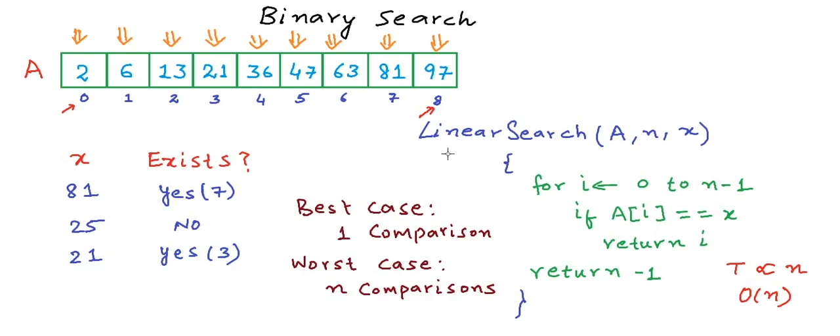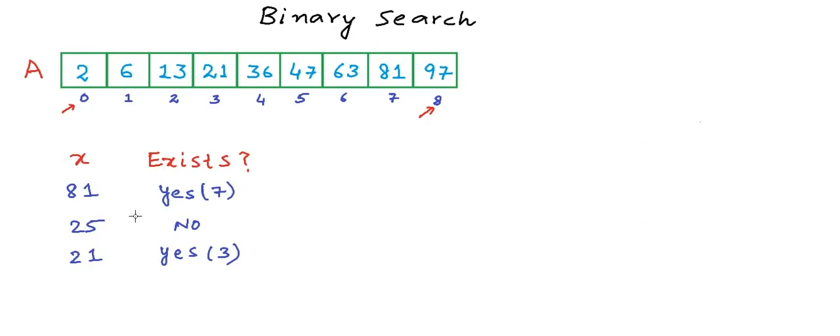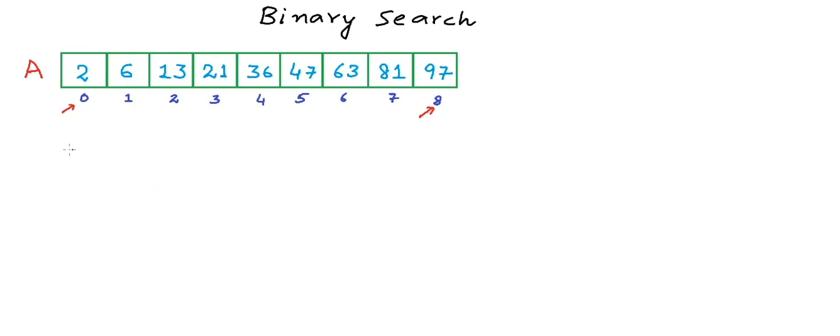Now let us try to improve this algorithm using the extra property of the array that it is sorted. Let us say we want to find out whether number 13 exists in the array A. So x is 13 and we want to find out whether x exists in the array A. Now we will use a different approach this time. Instead of comparing x with the first element, as we do in the case of linear search, we will compare it with the middle element in the array. Now the size of this array is 9, so the middle element will be at index 4.